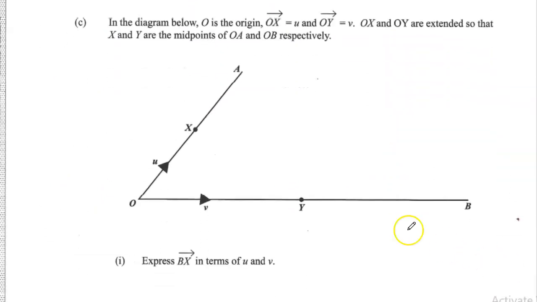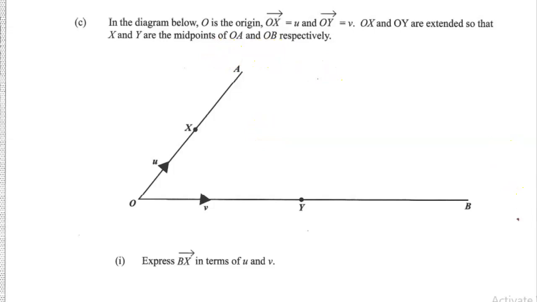So we are on to the vectors section. In the diagram below, OX is equal to u, as we can see there. The vector OY is equal to v. X and Y are the midpoints of OA and OB respectively.